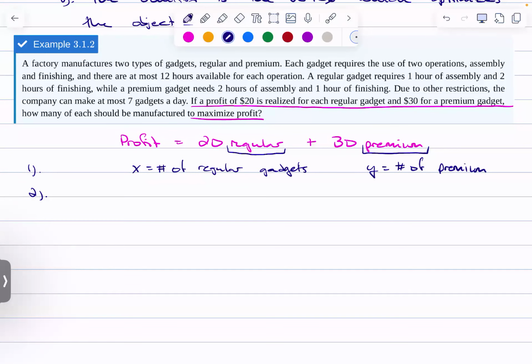Then you're gonna identify the objective function, which is the profit function. So the profit in terms of x and y is going to be 20x plus 30y. And then we parking lot that forever, right? We don't incorporate it really until the very end. Okay. Oh, these constraints.